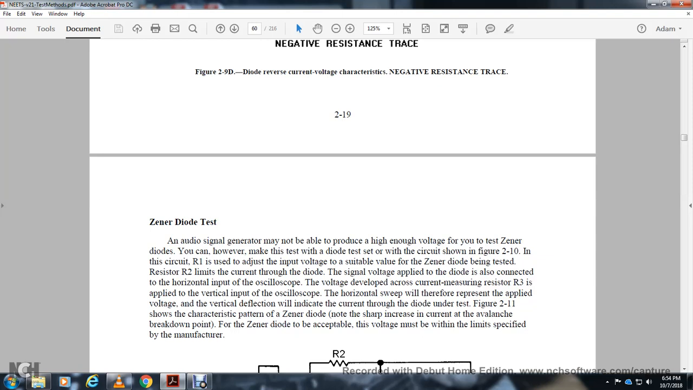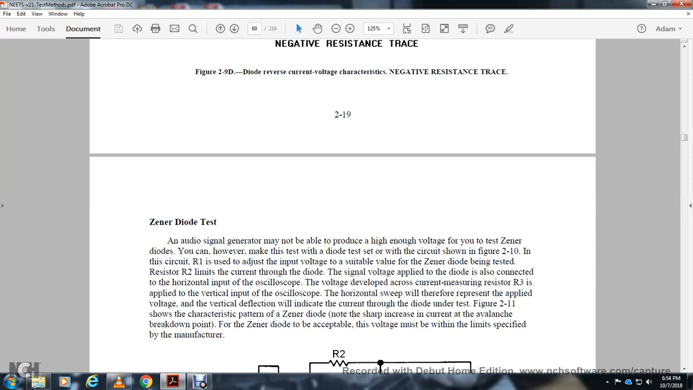When testing a zener diode, the audio signal generator may not produce a high enough voltage. You can however test the zener diode with the circuit shown in figure 2.10. With resistor 1 you adjust the input voltage to a suitable value for the zener diode being tested. Resistor 2 limits the current through the diode from a single voltage supply. The diode is connected to the horizontal input of the oscilloscope, and the voltage developed across the current measuring resistor 3 is applied to the vertical input.